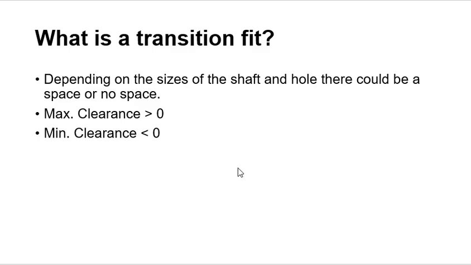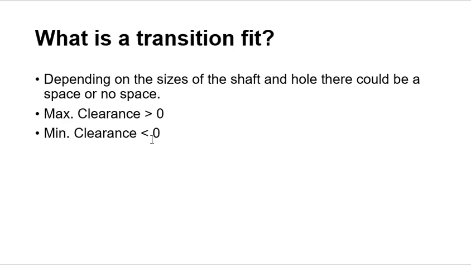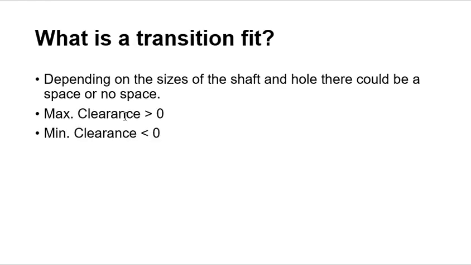Transition fit. It depends on the size of your shaft and hole. There could be space or there's no space, right? And of course, you have a minimum clearance less than 0, maximum clearance greater than 0. Again, don't confuse them, okay? Transition is the opposite of your regular clearance fit, where minimum clearance is greater than 0. Here, minimum clearance is less than 0. This one, the interference fit, has max less than or equal to 0. Here, your max is greater than 0, okay?